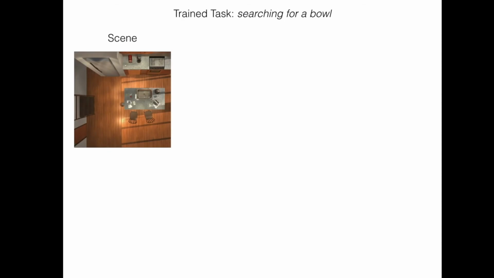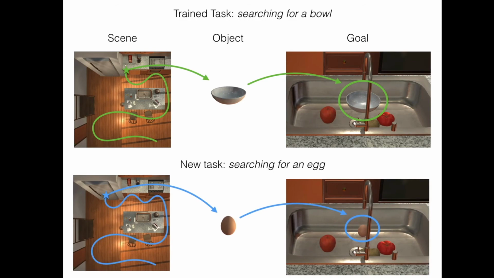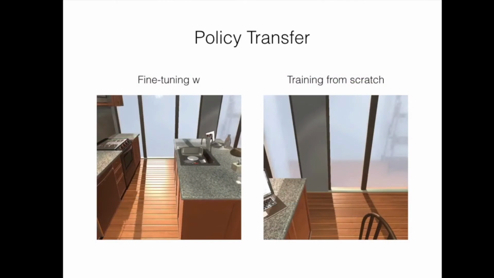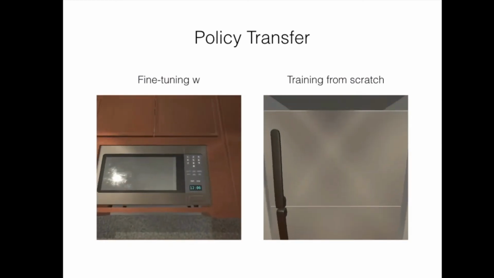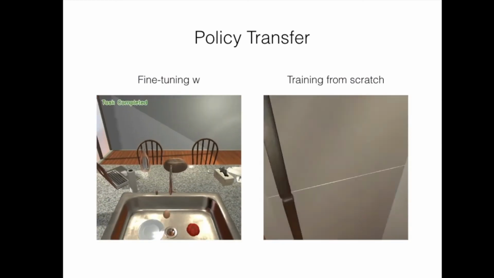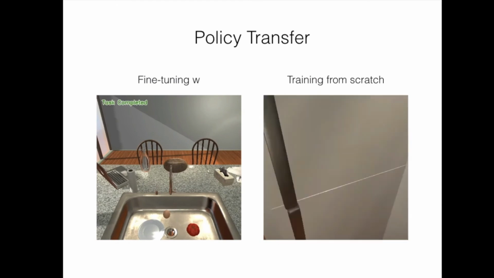Our successor representation lets us transfer to new tasks quickly by only retraining the reward predictor. Here, we provide an example of policy transfer. In the original task, we trained our model to find a bowl and put it in the sink. When transferring the policy, we retrained the model to search for an egg and put it in the sink. We compare training the reward vector with training the entire network from scratch. Given the same amount of training data, our model can adapt to the new task with a much higher sample efficiency. For quantitative evaluations, please refer to our paper.